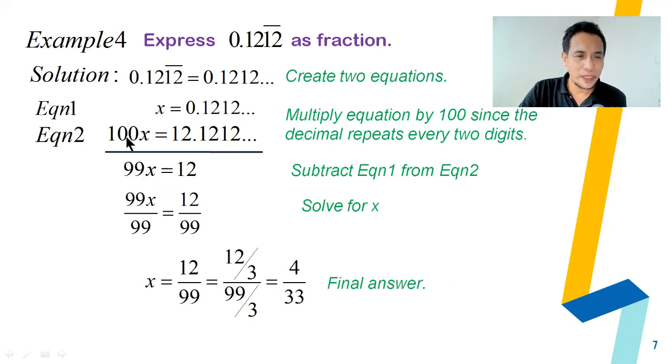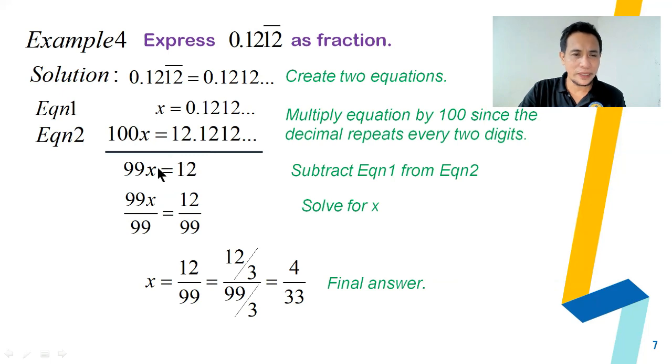Okay, this is our equation number 2. This is our equation number 1. So we will subtract: 100x minus 1x, so that's 99x, equals 12.121212 minus 0.121212. Okay, the difference is equal to 12.